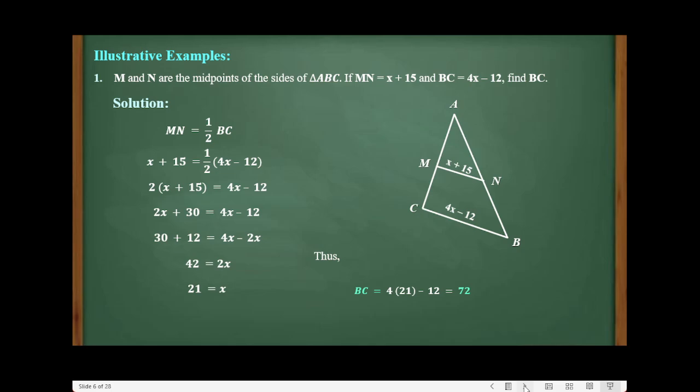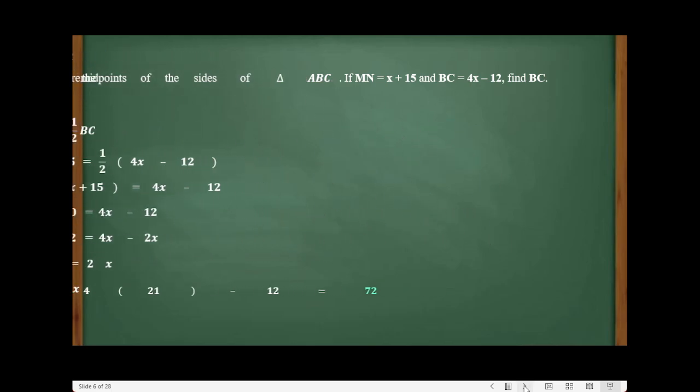If no questions asked, we can continue with this presentation. Going to example number 2.